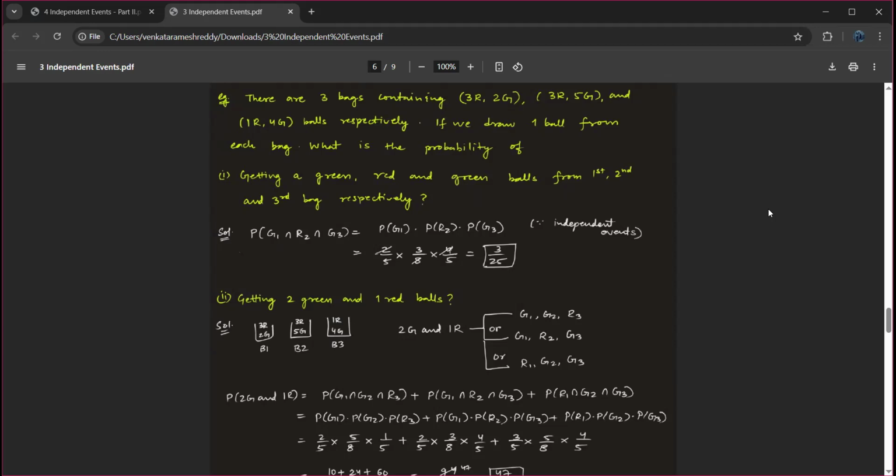Next, what is the probability of getting a red ball from the second bag? How many red balls are there in the second bag? 3. 3 by how many total balls are there in the second bag? 8 balls. 3 by 8 into.